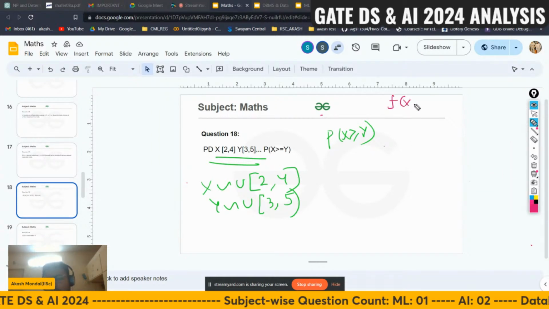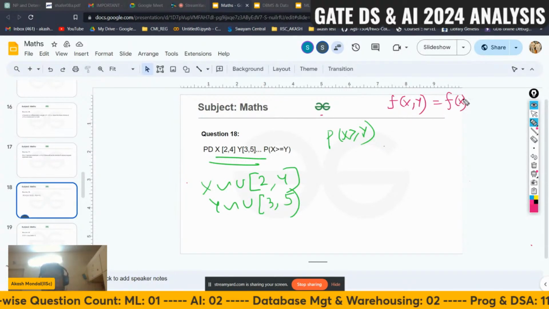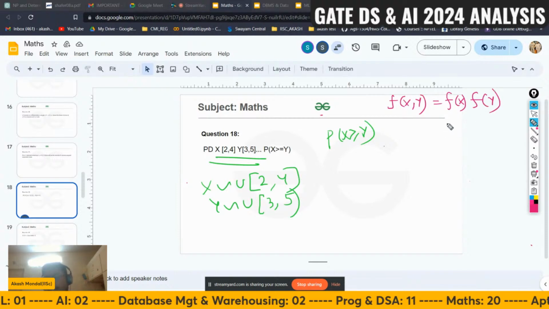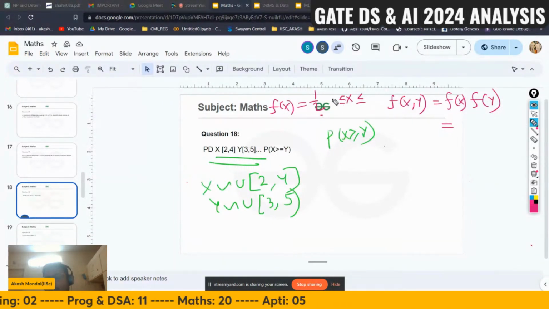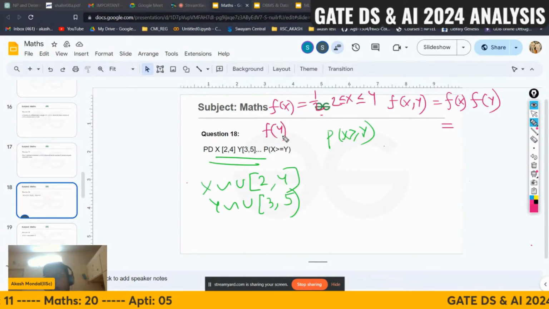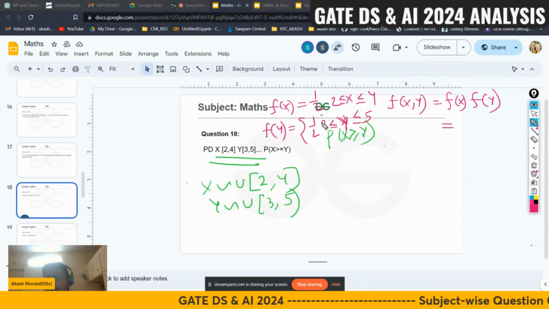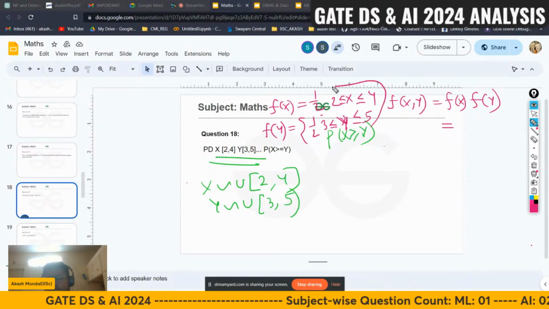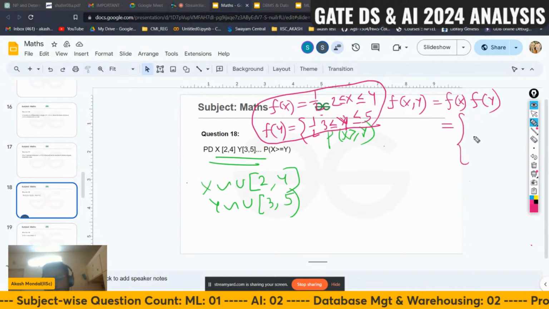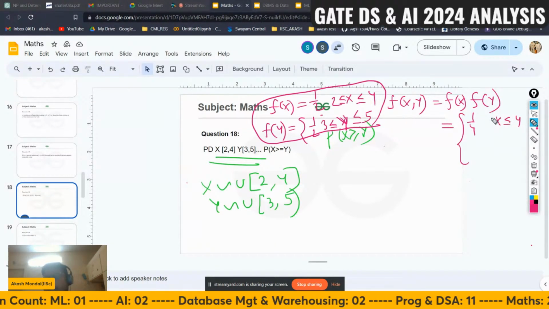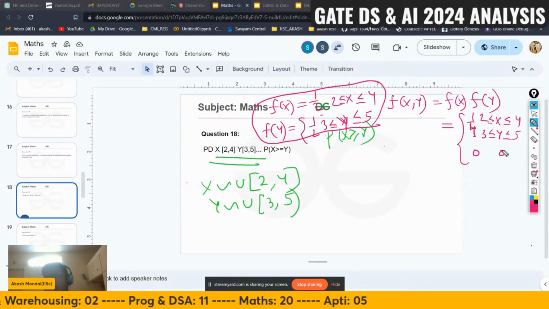So the joint density, if they are independent, you can write f(x,y), the joint density of x and y, equals the marginal density of x times the marginal density of y. Now the marginal density of x is 1 upon 2 between x equals 2 to 4, and f of y is again 1 by 2 between y equals 3 to 5. These are the marginal densities, which are given to you because they are uniformly distributed. Now f(x,y) is nothing but 1 upon 4 when x is between 2 to 4 and y is between 3 to 5, and 0 otherwise.